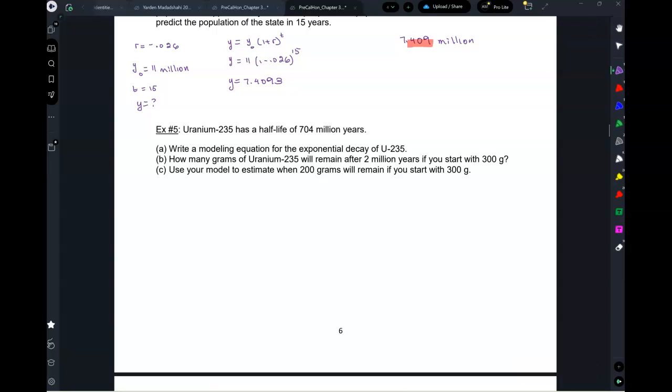Okay, so if something has a half-life of 704 million years, it means if there is 1 kilogram of a substance now, 704 million years later, there's going to be half of that. Another 704 million years later, there's going to be half of that, and so on and so forth. So what we're going to do is use this equation, y equals y naught e to the kt. Okay. So, sorry. The half-life is 704 million years. That's our T, 704 million, right?